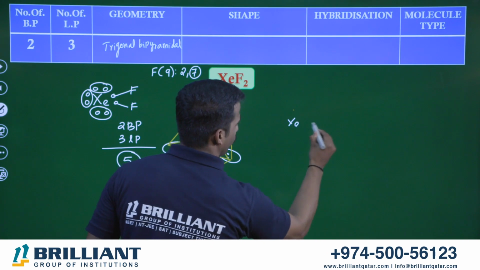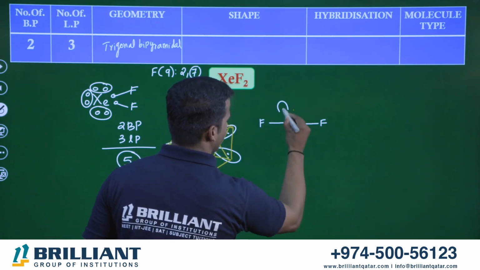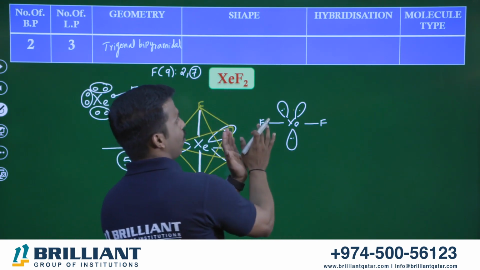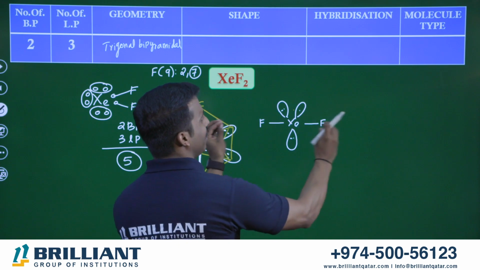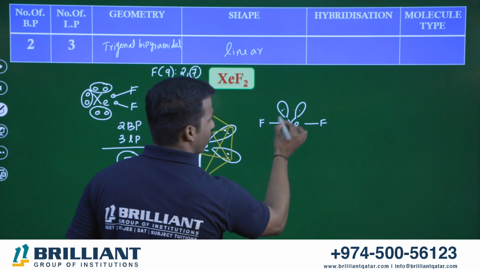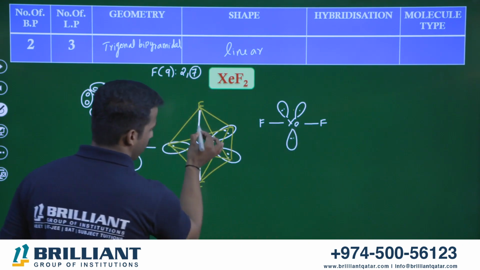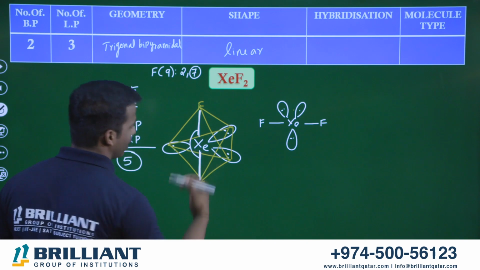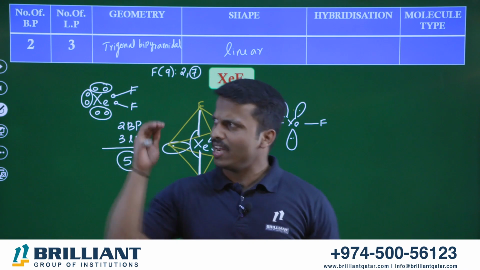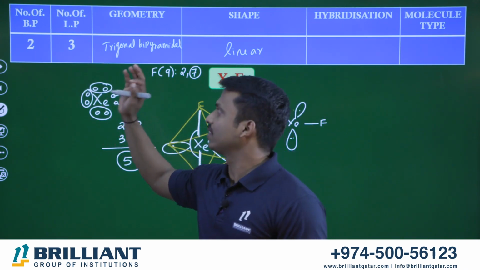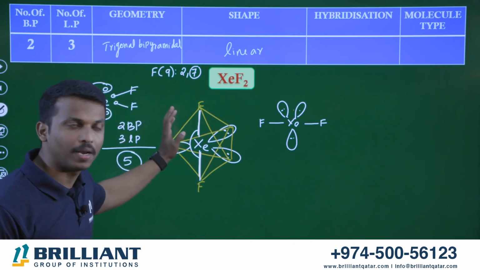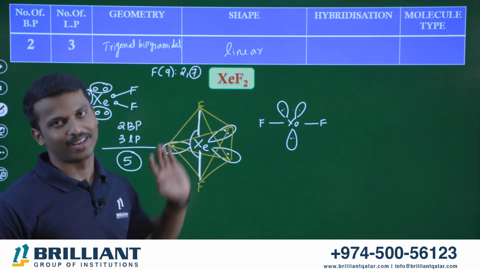I can draw another way, the same geometry like this. This is the linear one and 3 lone pairs like this. When you look into the only bond pair, they are arranged in a linear pattern. So what is the shape? Linear again. Now, what is the bond angle here? It will be 180 degrees in this system. So if any system has 2 bond pairs and 3 lone pairs, the geometry is trigonal bipyramidal and the shape is linear.